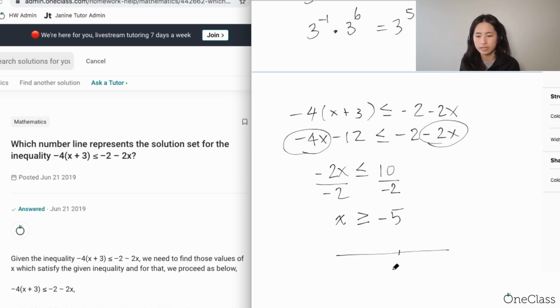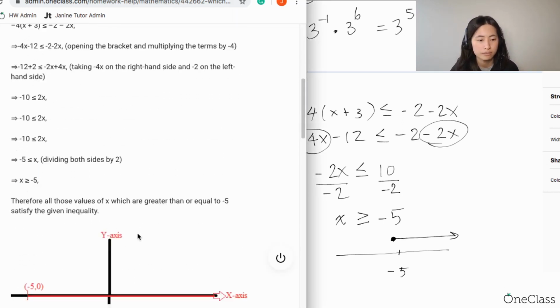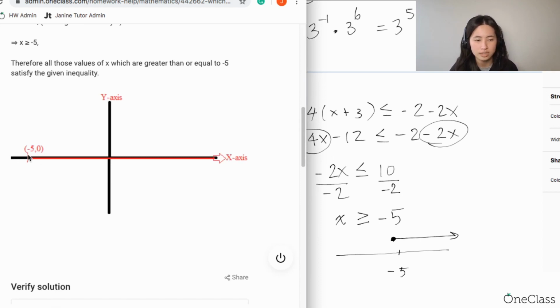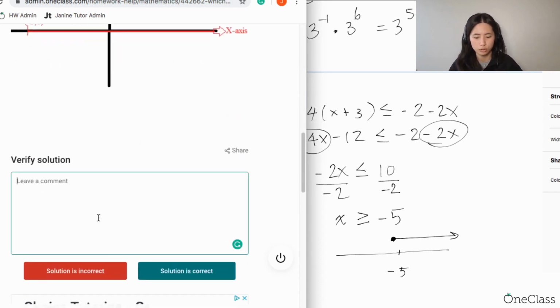So that's why this is going to be -5, and it says it's included, so we shade that over here. Basically this is going to be greater than, so it's after -5 on our number line. So this is, as you can see, the graph, and this is true, so perfect, that's the solution and answer.